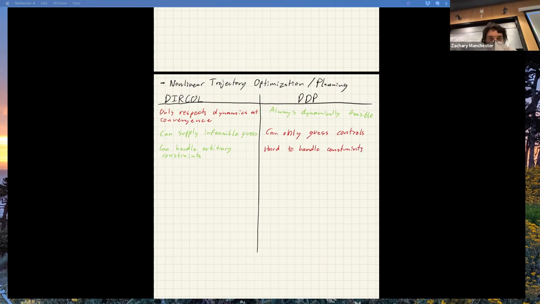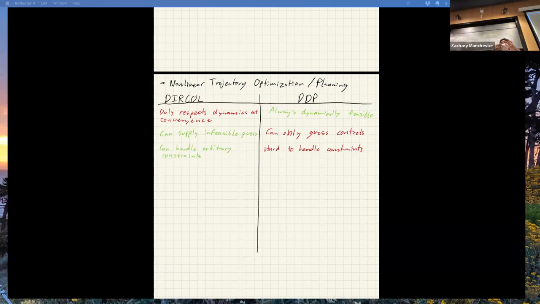Okay, what else? So on the DDP side, remember when we do the backward pass of DDP, we're doing basically a Riccati recursion. And you get these feedback K matrices, and we talked about how at convergence of DDP, the K matrices that come out of that last backward pass are the exact same Ks you would get from a time-varying LQR. So you basically get a tracking controller out of it for free, which is really nice in an online setting where you maybe can't solve your MPC problem fast enough.